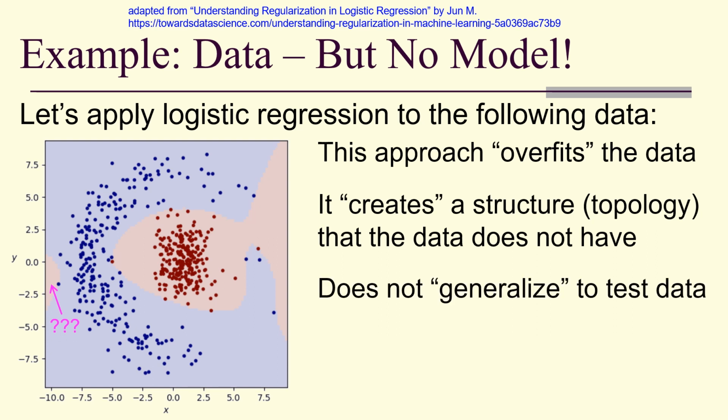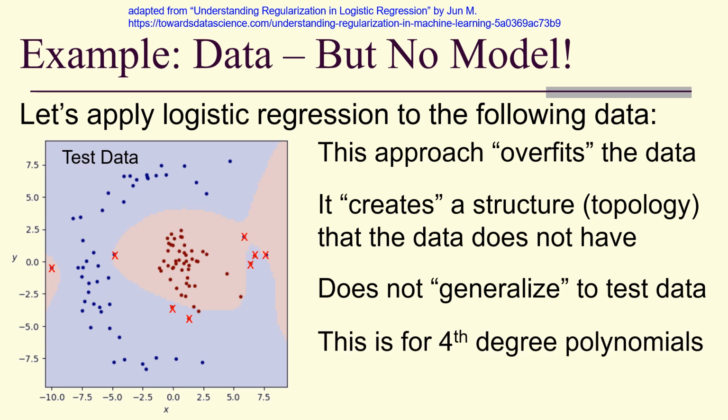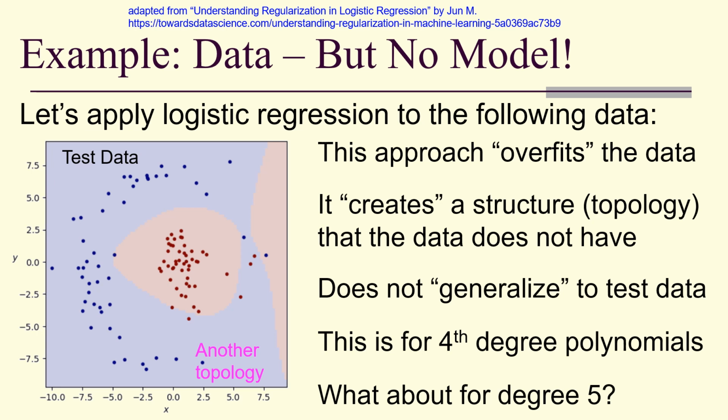It doesn't generalize to the test data. So if I've got my test data, which looks like this, then notice the topology that I'm predicting here, the structure with my decision surface, it's not good. It doesn't generalize to more sampling and more data. And this is for 4th degree polynomials. What about for degree 5? Well, we get another topology.